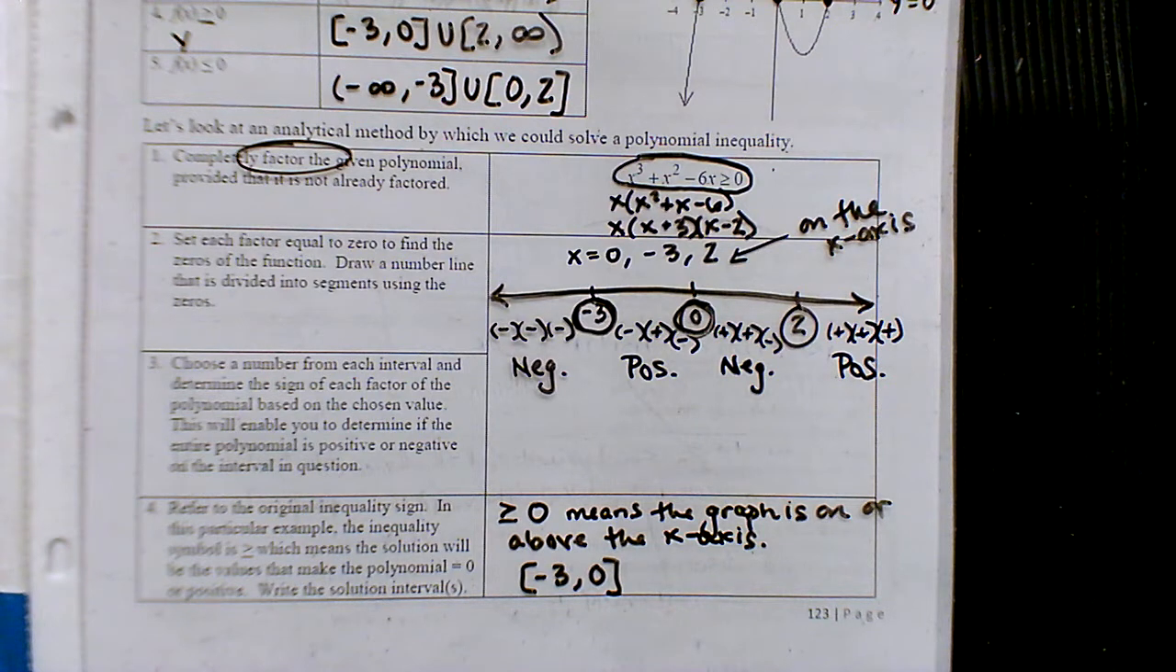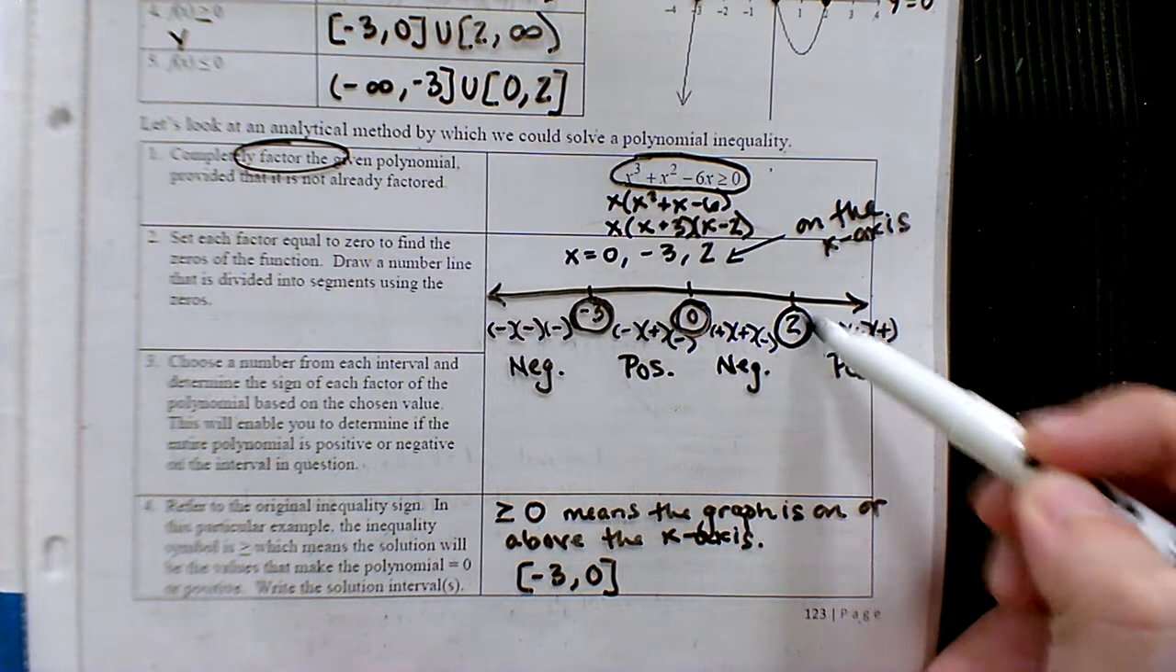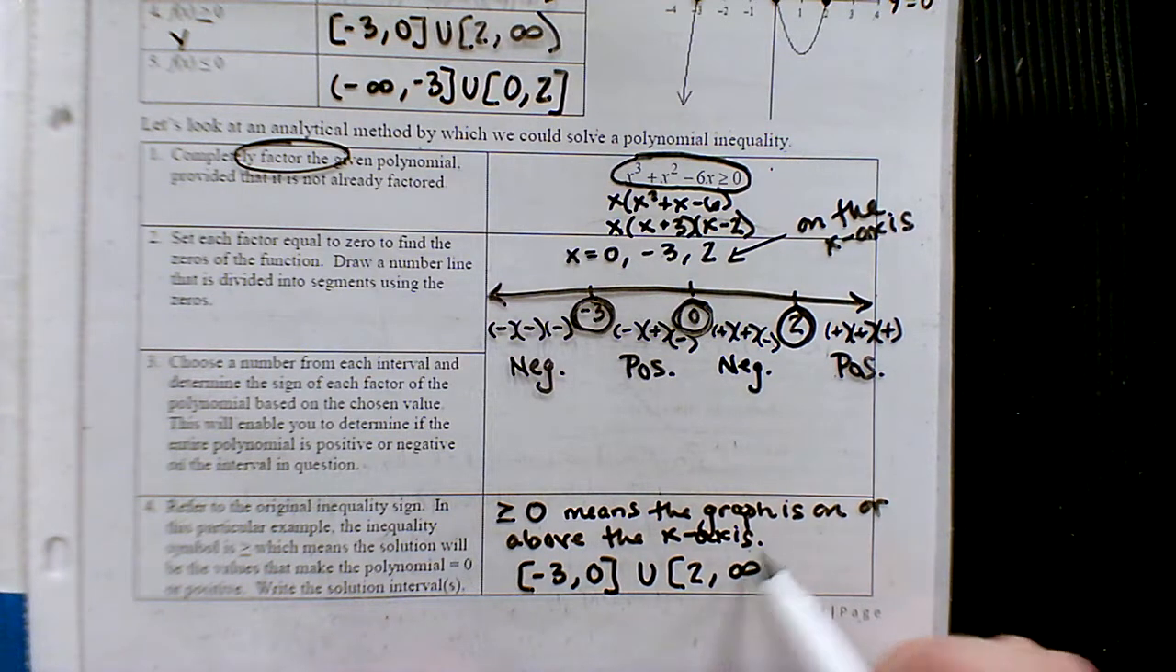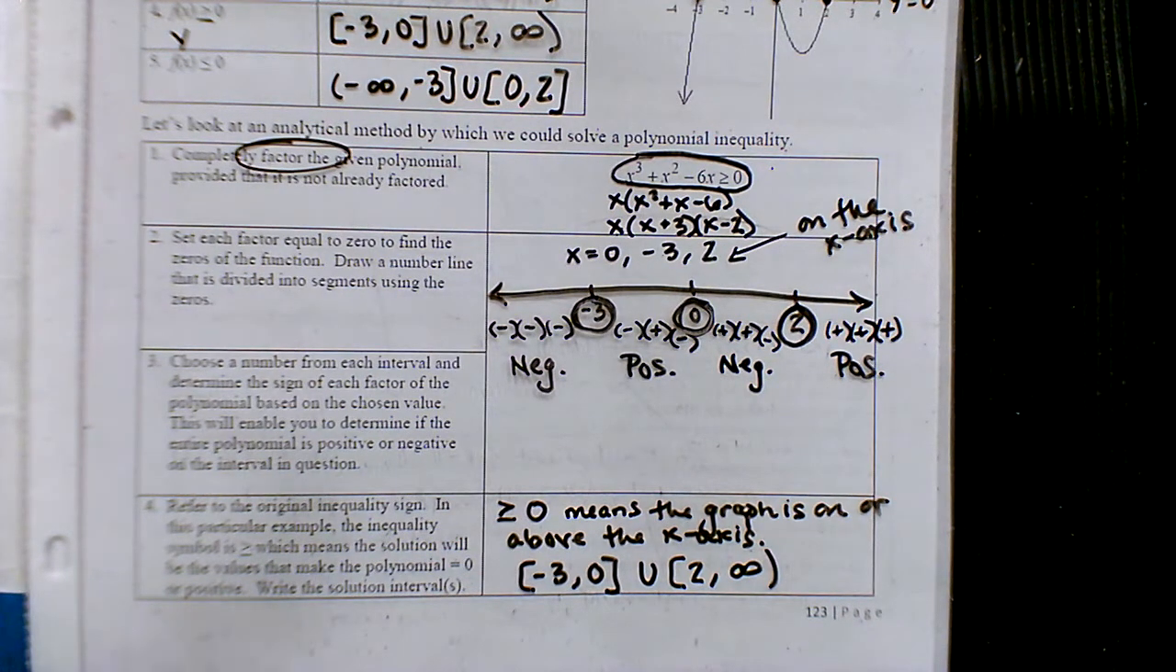Was there another interval based off our number line? 2 to infinity. We said our graph was positive, meaning above the x-axis, and we're on the x-axis at 2, so we can include that with a bracket as well. Isn't that the same interval that we got from the table kind of in the middle of the page?